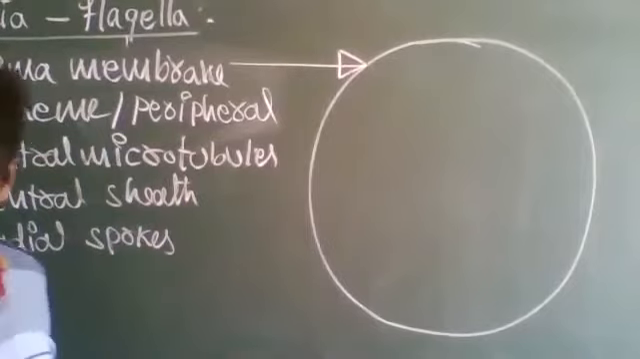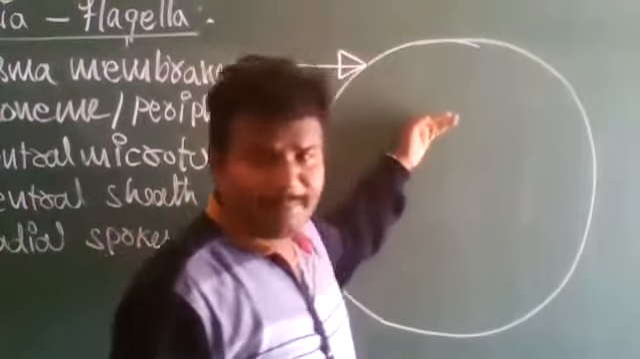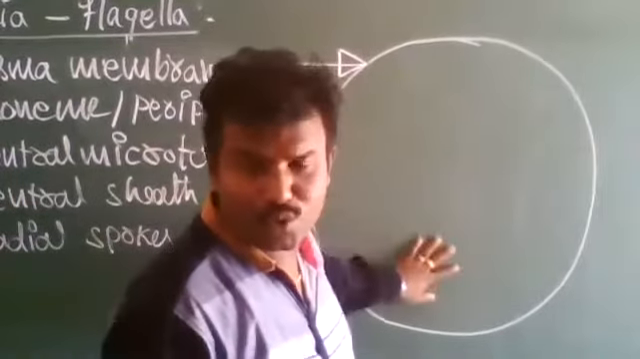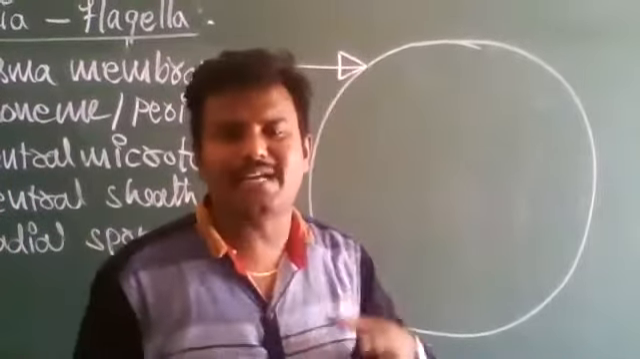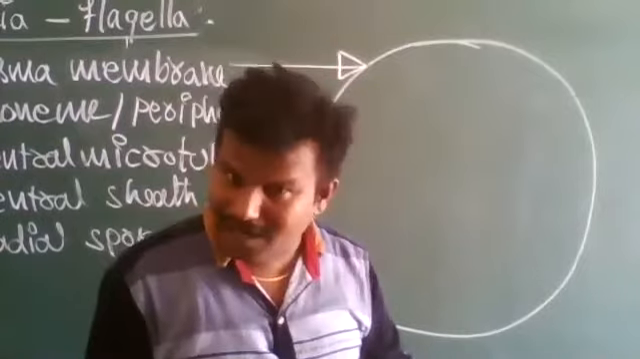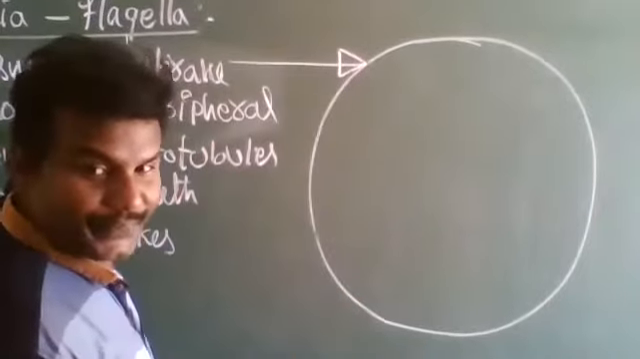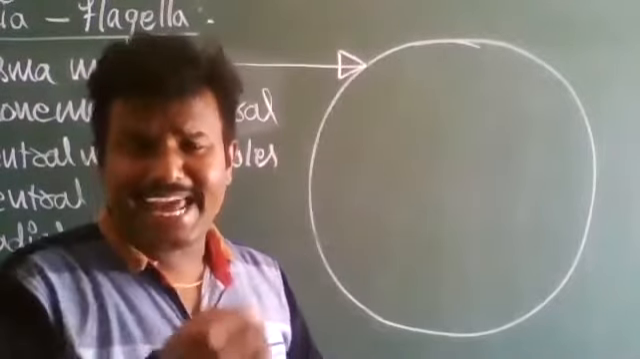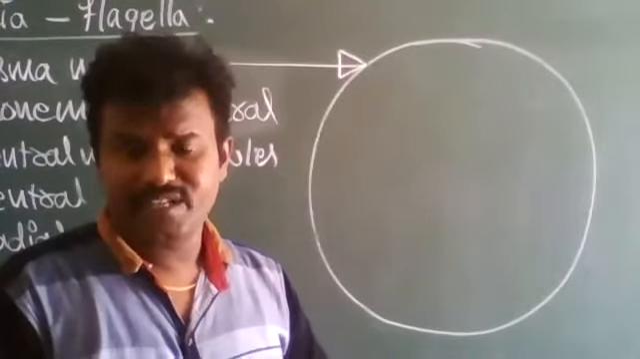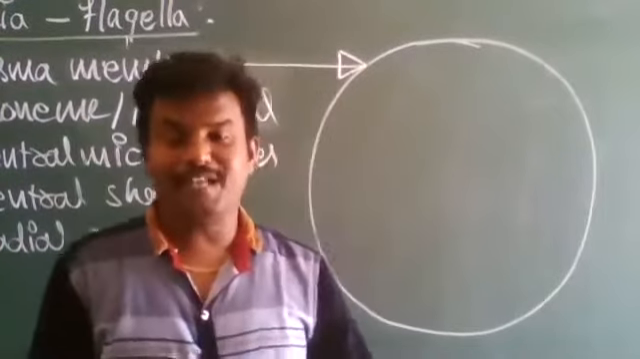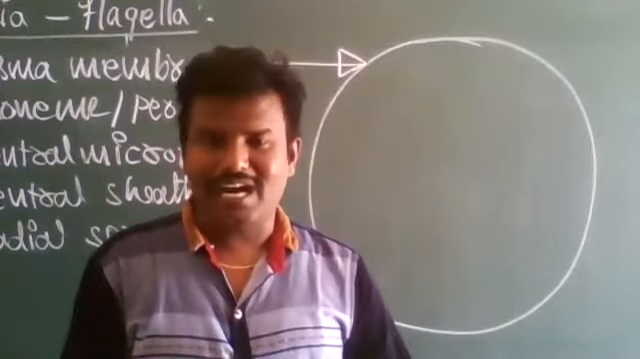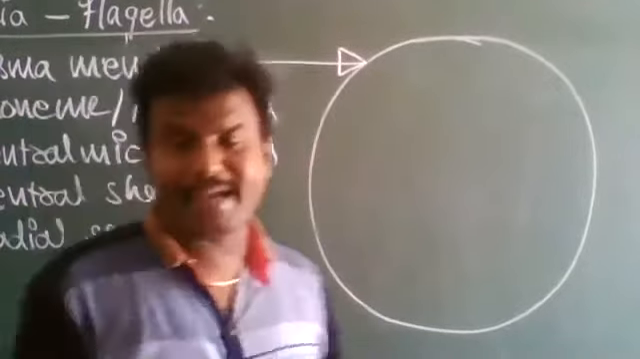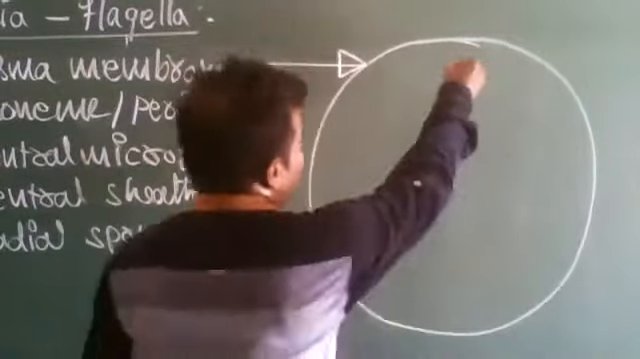Next, axoneme. Inside the plasma membrane, there is a core. This entire core, whatever parts are present, is called axoneme. In the axoneme, there are 9 pairs of tubules, which are doublets, called peripheral microtubules.